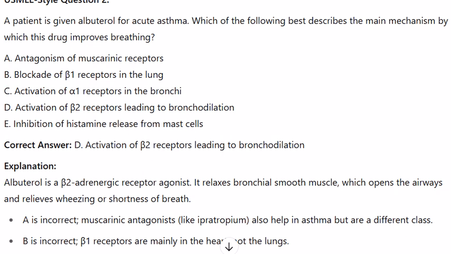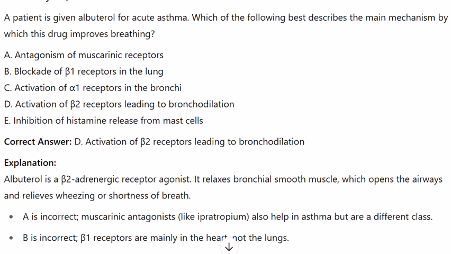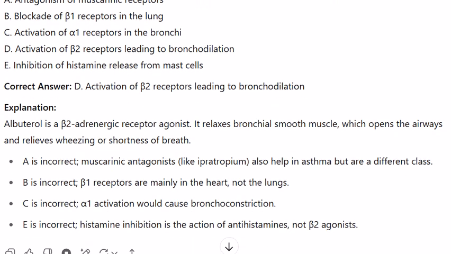Correct answer: D. Activation of β2 receptors leading to bronchodilation. Explanation: Albuterol is a β2 adrenergic receptor agonist. It relaxes bronchial smooth muscle, which opens the airways and relieves wheezing or shortness of breath.